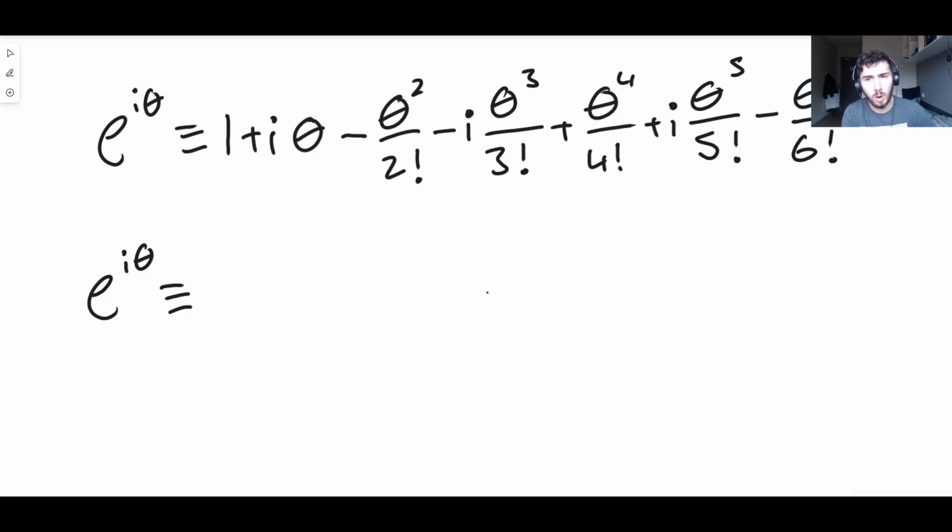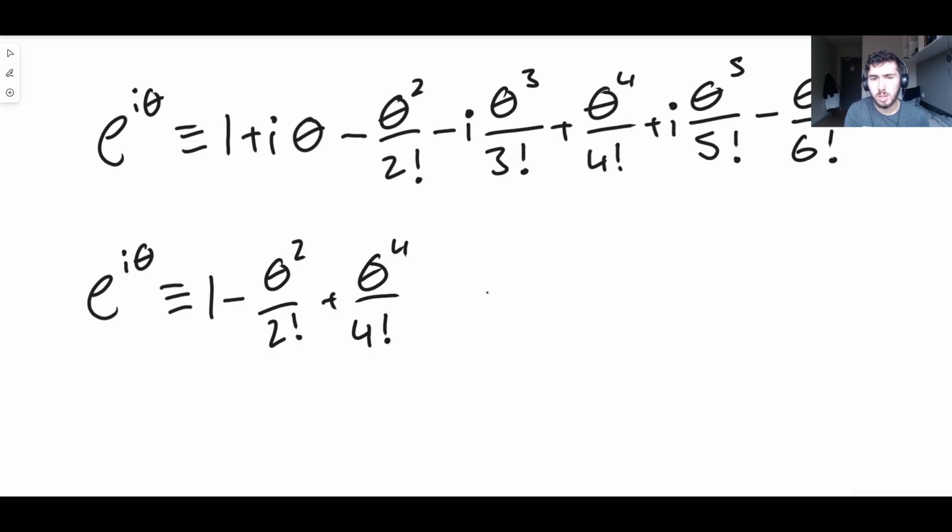So we're going to write all of the real terms first. Basically all the terms that don't have an i in front of them, let's write those first. We're just going to swap the orders around. So 1 is real, so we'll put 1. Theta squared over 2 factorial, that's real, so minus theta squared over 2 factorial. Totally real. Plus theta to the 4 over 4 factorial, that's real. Minus theta to the 6 over 6 factorial.